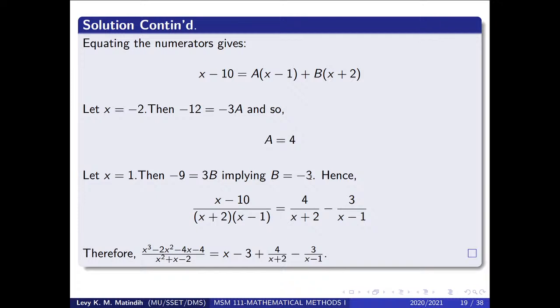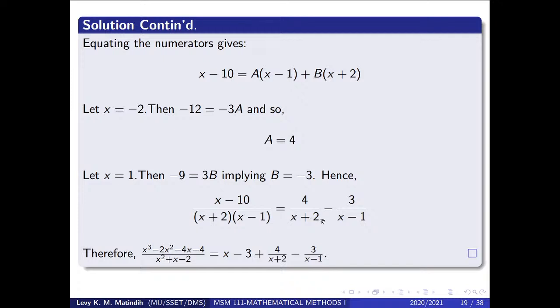Hence, now what you're saying is x minus 10 divided by x plus 2 times x minus 1 is equal to 4 divided by x plus 2 minus 3 divided by x minus 1, as a rational function expressed in terms of the sum of rational functions, which are partial fractions.